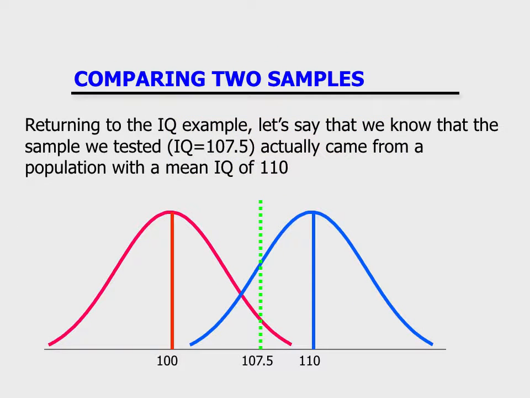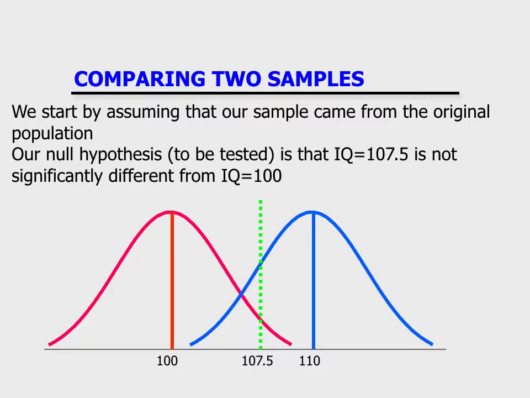Now we have, again, our two populations, the pink one and the blue one. In the pink one, we have a mean or an average score on an IQ test of 100. In the blue one, we have a mean of 110. Notice where your sample falls at 107.5. It actually falls a little bit closer to the mean of 110 than it does to the mean of 100. Okay, so what we say is we probably think that the 107.5 came from the population that scored an average of 110 rather than the population that scored an average of 100.